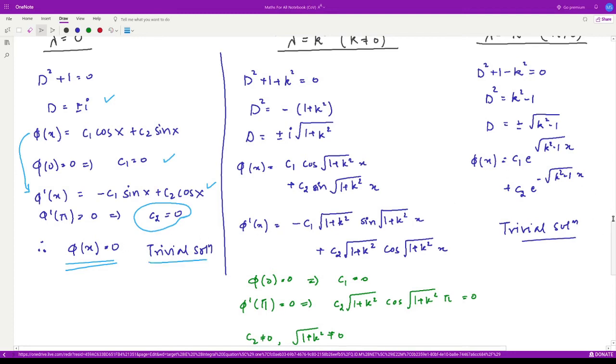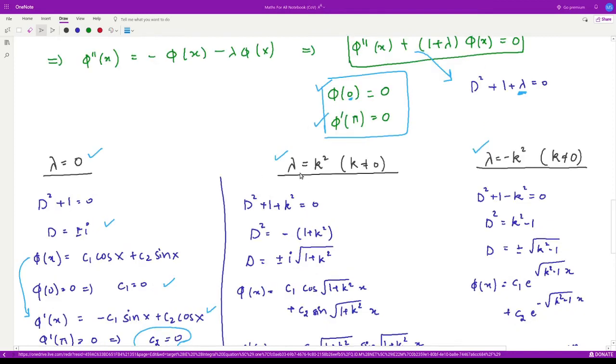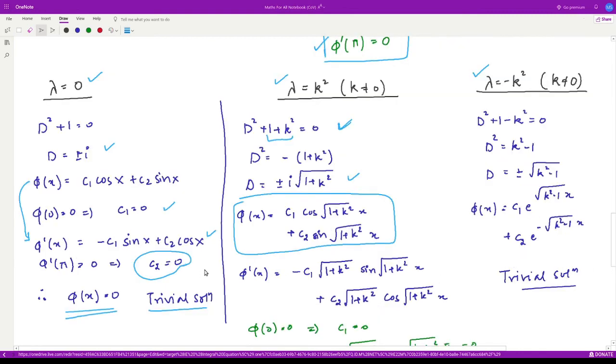So let us see the second case here. The value of lambda is k square. We are taking it to be positive, where k should not be 0. If k is 0, we again reach this first case, right? So lambda is k square, so our auxiliary equation is this, right? We can solve this. We can move this part to the right, and then take square root on both sides. So we have something like this. Corresponding to this value of D, the phi of x could be written as this, right? So let us calculate its derivative also.